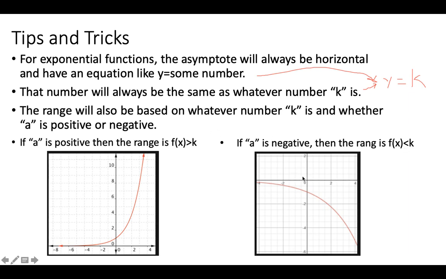And I put the graphs here to show why that is, right? Because all of our y numbers are above k if the graph goes up. If the graph goes down, then all of our y numbers are below k. And so that's why that is, just so you can see where that's coming from as far as the graph goes. Okay. So that's all I've got.